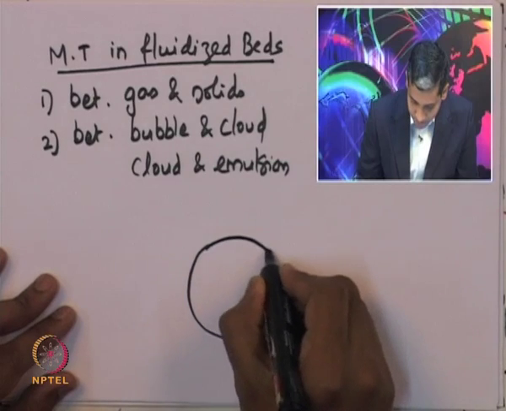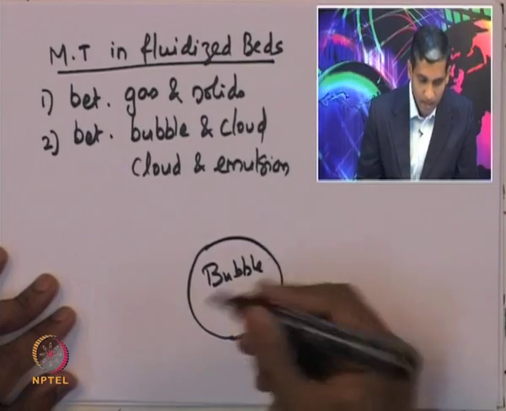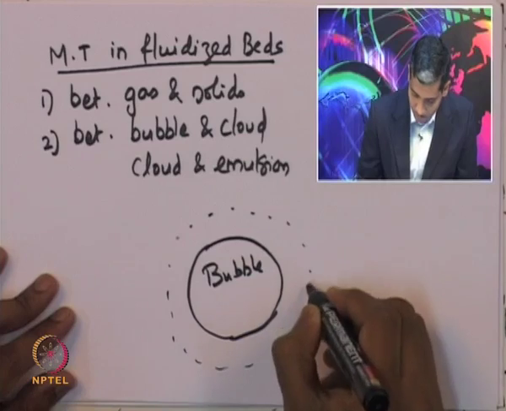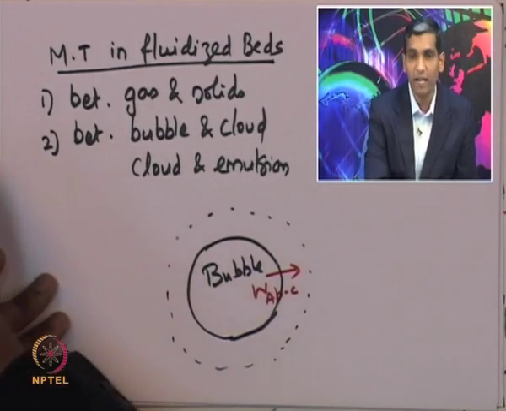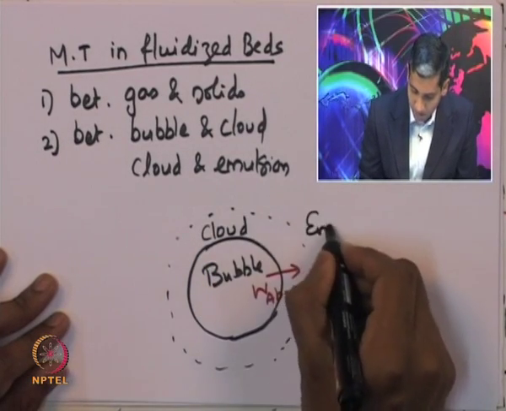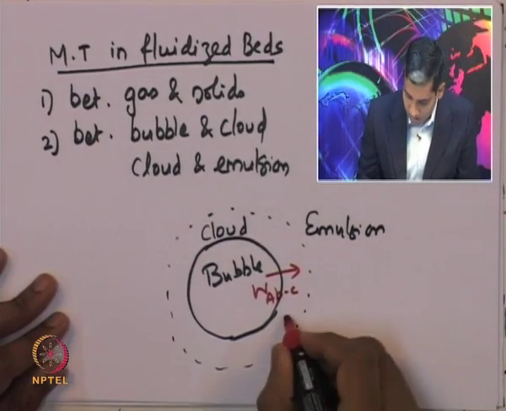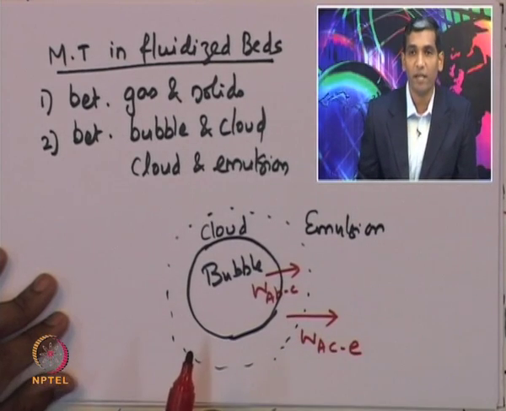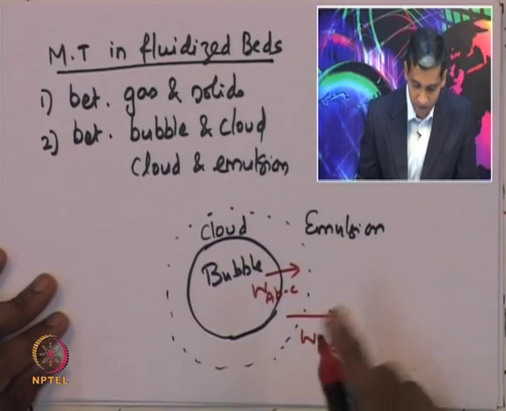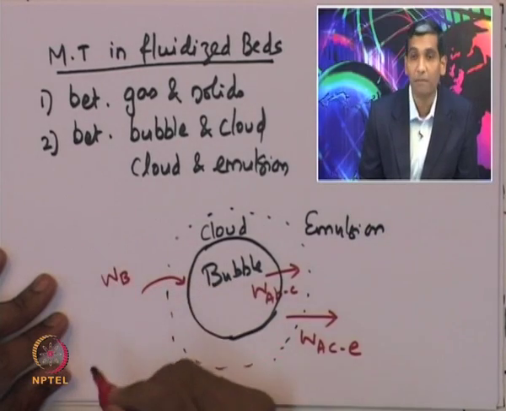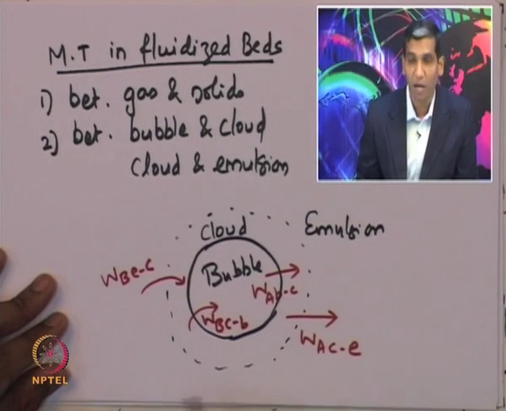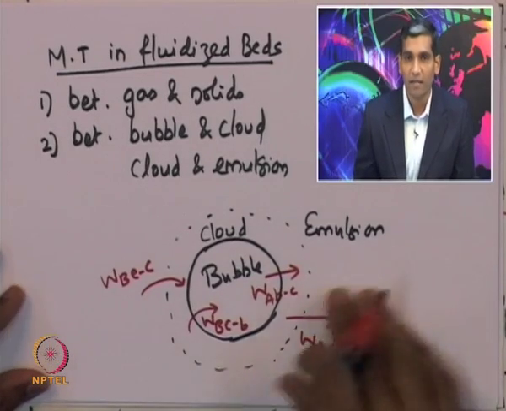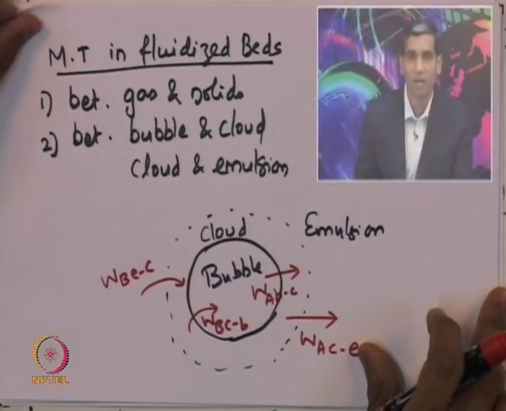So suppose this is the bubble, and the cloud is present around here. Now we may represent, if A is the species, WA, B to C is the transport from the bubble to the cloud region, and this is the emulsion region. And then WA, C to E is the flux or rate of transport from the cloud to the emulsion phase. Similarly, after the product is formed, if B is the product, WB, E to C is the transport from the emulsion to the cloud phase. And then WB, C to B is the transport of the product from the cloud to the bubble phase. So, in addition to the classical gas-solid transport in catalytic reactors, this is an extra transport mechanism which is observed in the fluidized bed reactor.